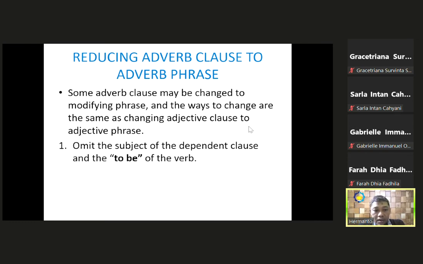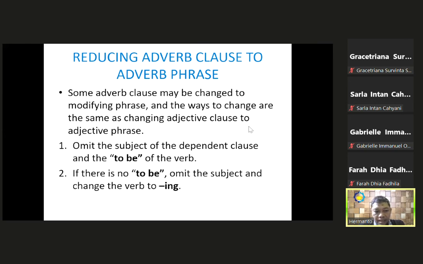Number 1, omit the subject of the dependent clause, in this case the adverb clause, and the to be. There is to be. And the second one, if there is no to be, you just omit the subject and change the verb into ing form. Okay, so basically you omit this to be when there is to be and the subject.